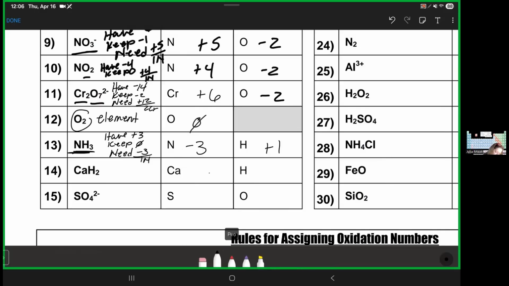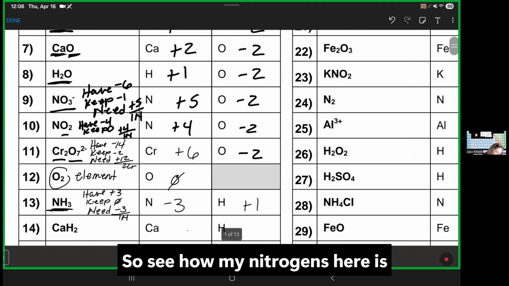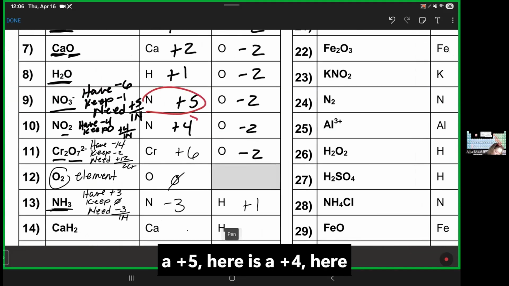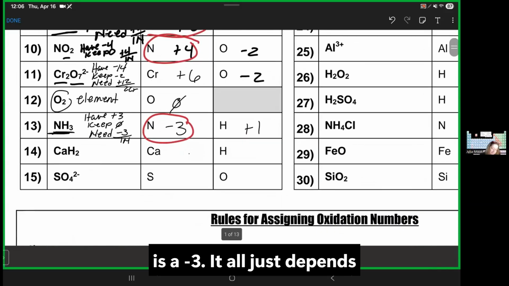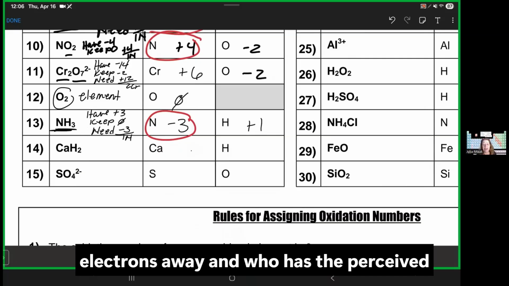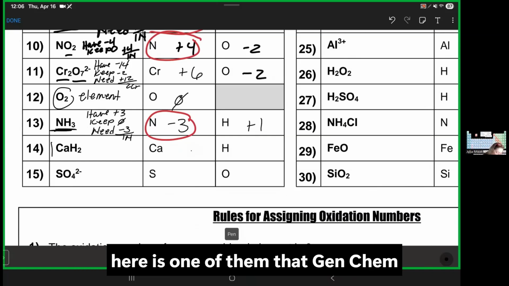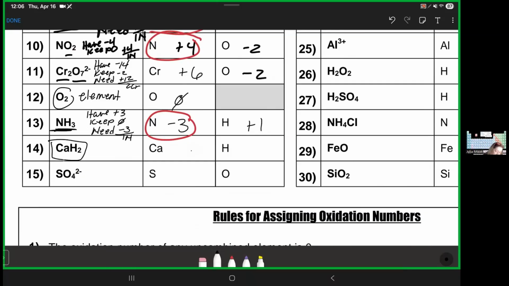Okay. So see how my nitrogens here is a positive 5, here is a positive 4, here is a negative 3. It all just depends on what they're bonded with and the electronegativity, who's pulling these electrons away and who has the perceived charge.